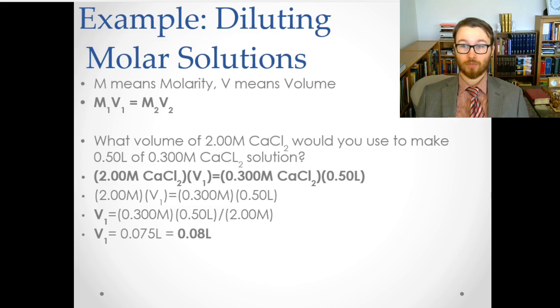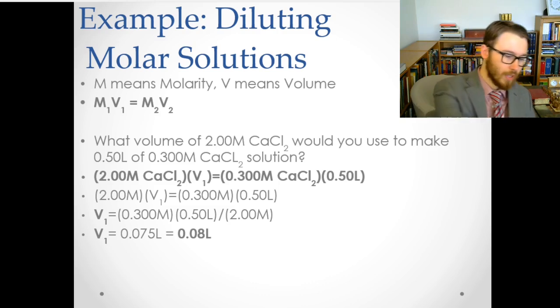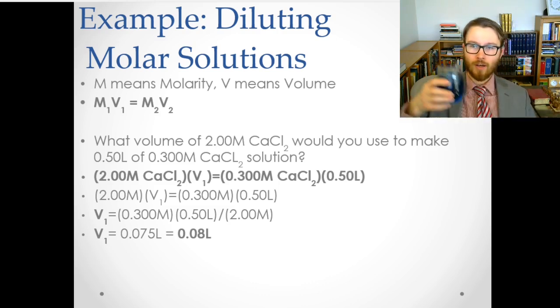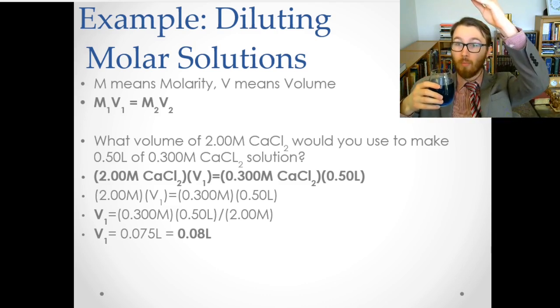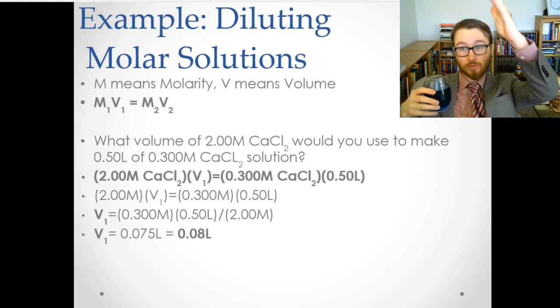So, in long form, the molarity of the first solution times the volume of the first solution is equal to the molarity of the second solution times the volume of the second solution. So, if I have 5 molar 1 liter, and I dilute it to 5 liters, it would become 1 molar, because 5 times 1 equals 1 times 5.